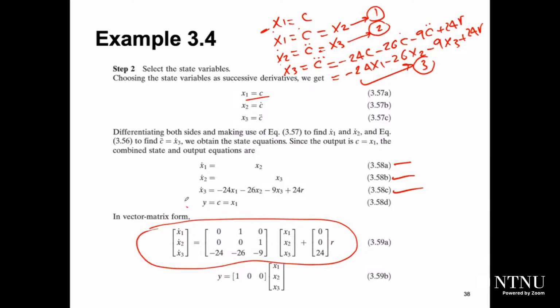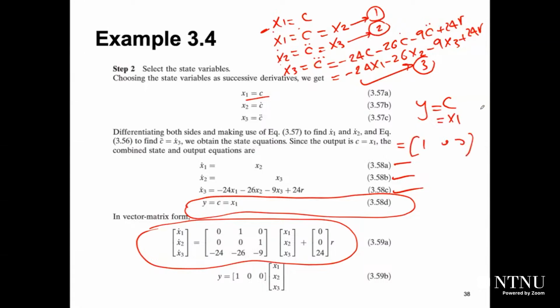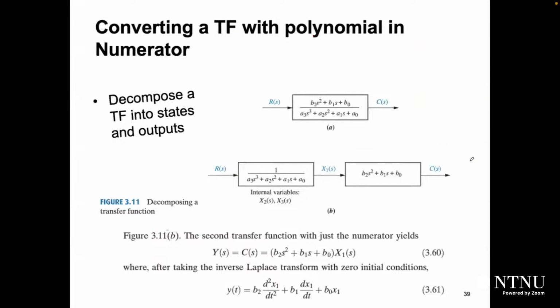For the output, it's up to you to select. Maybe someone says, I need to control c. In this case, y equals c, and c is x1. In matrix notation, this is 1, 0, 0 multiplied by the state vector x1, x2, x3. So you just need to practice.